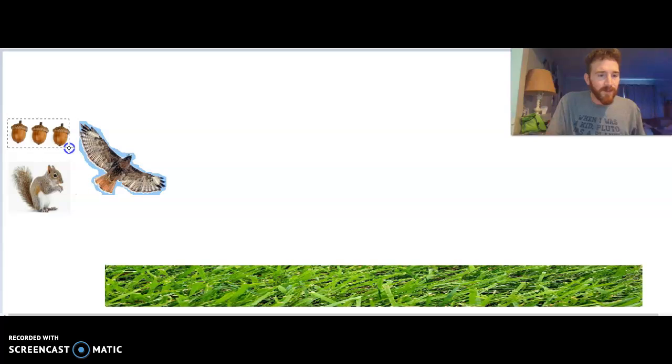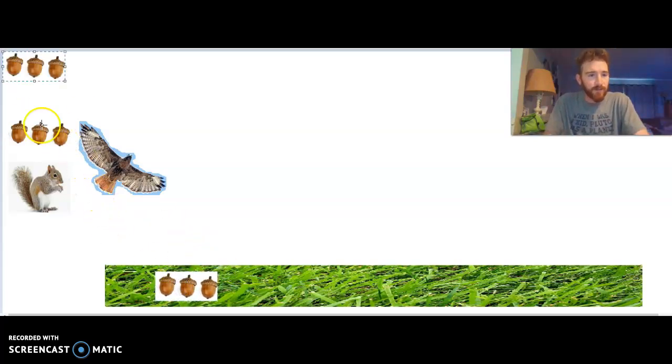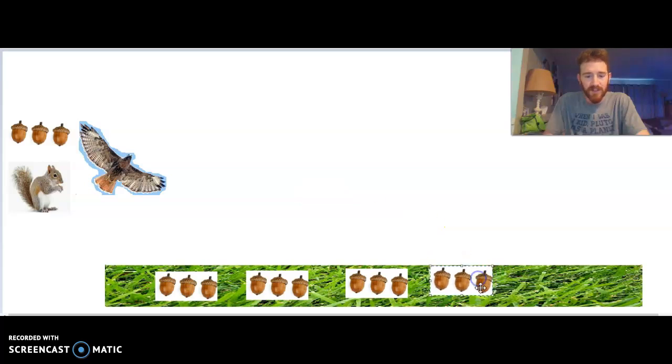But if we have acorns, there might be lots and lots of acorns. Let's maybe make a few acorns we can kind of put down here with our other producers here with the grass. So you might see this and think about what would come next. What's going to eat those acorns, or what's going to maybe nibble on that grass? Would it be the hawk, or would it be the squirrel? Definitely it's going to be our squirrel, right?